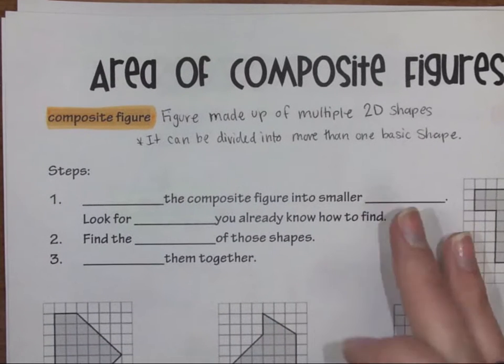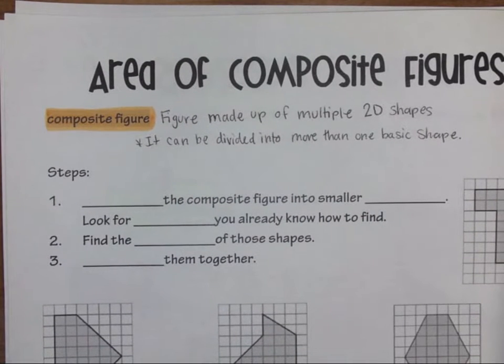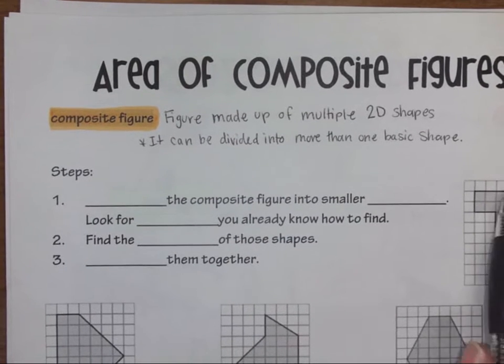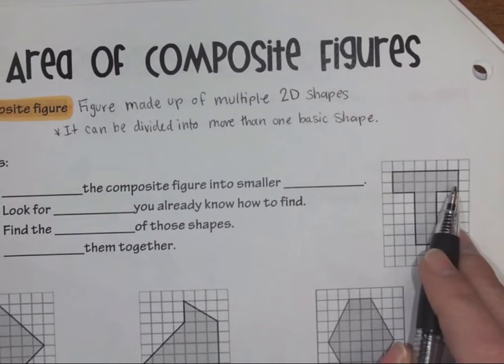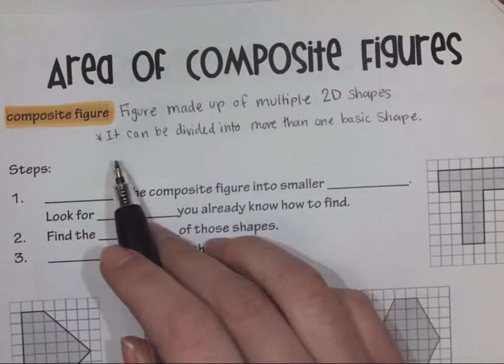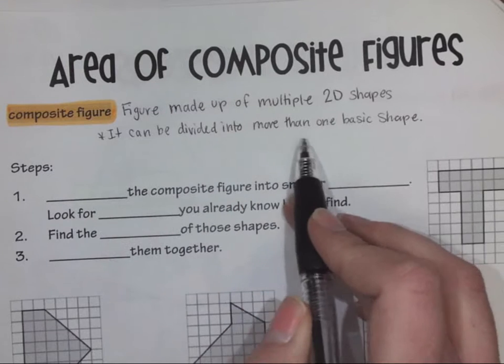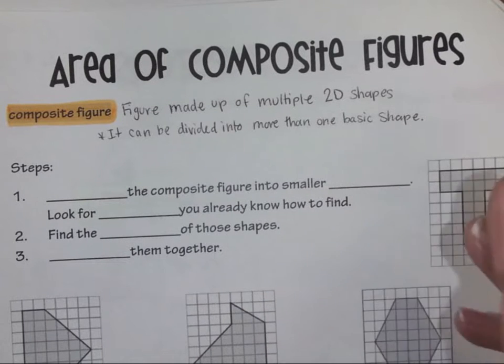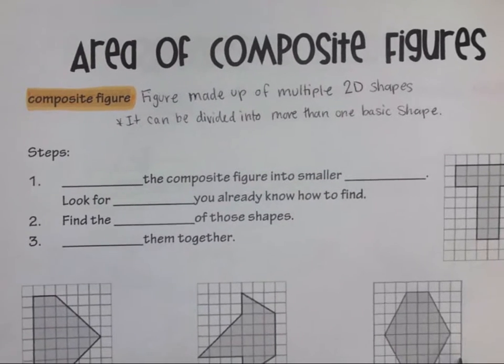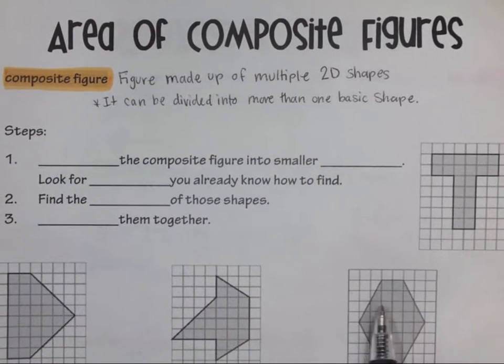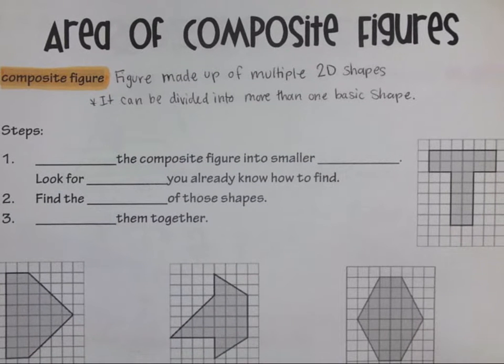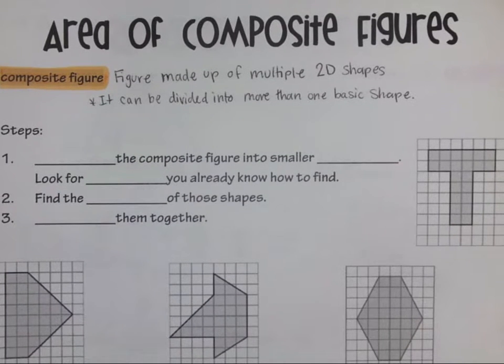Okay, for the official definition, it's right here. A composite figure is a figure or a shape that is made up of multiple 2D shapes. So basically, it's a larger shape that's made up of a bunch of smaller shapes. So that's what this sentence here says. It can be divided into more than one basic shape. And a basic shape is going to be something like a rectangle, a triangle, parallelogram, trapezoid, something we know how to find the area of. So the composite shapes we'll see today are going to be made up of smaller shapes, things that we've learned about this week, things we know how to find the area of.